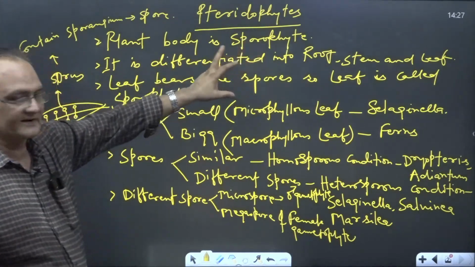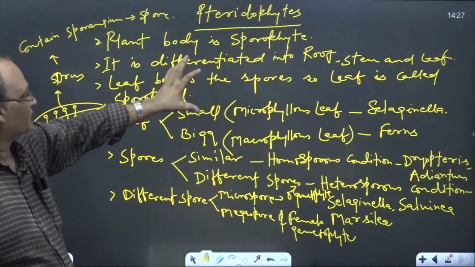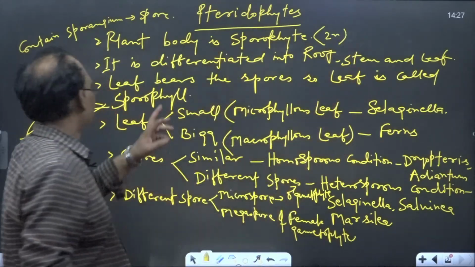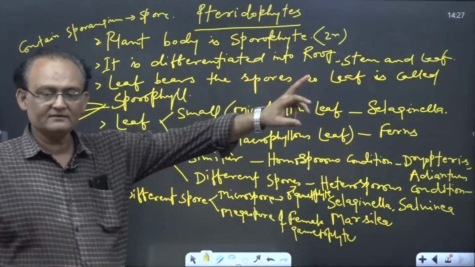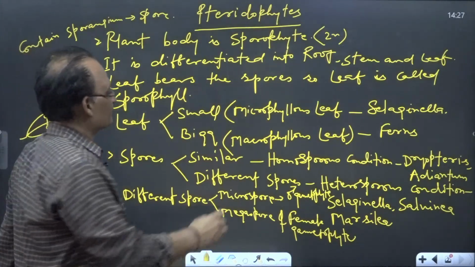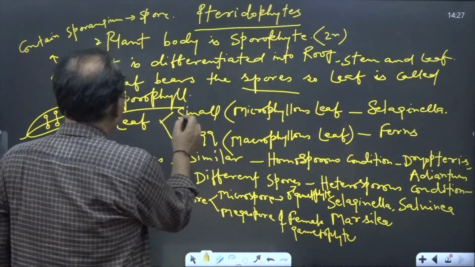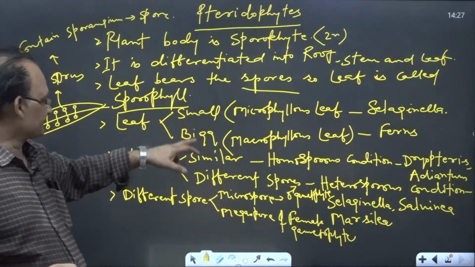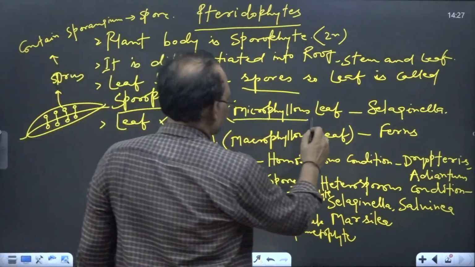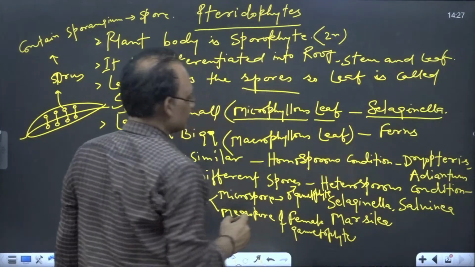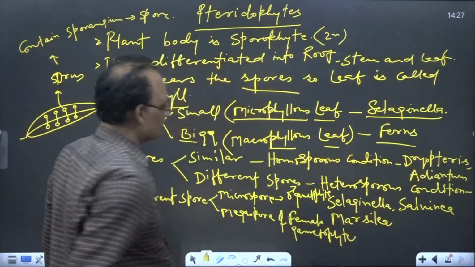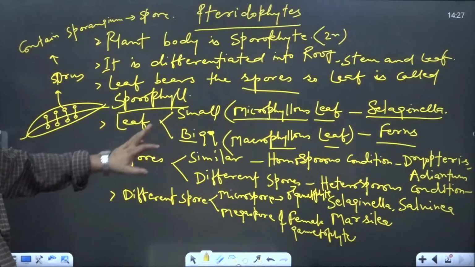Done? So you see, I've just revised. Plant body is sporophyte, right? So sporophyte is a 2N diploid structure. It is differentiated into root, stem and leaf, and the leaf bears the spores. So the leaf is called sporophyll. Leaf can be small or big. If it is small, it is called microphyllous leaf. It is found in Selaginella, and the big macrophyllous leaf is found in ferns. So this is important for the exam.